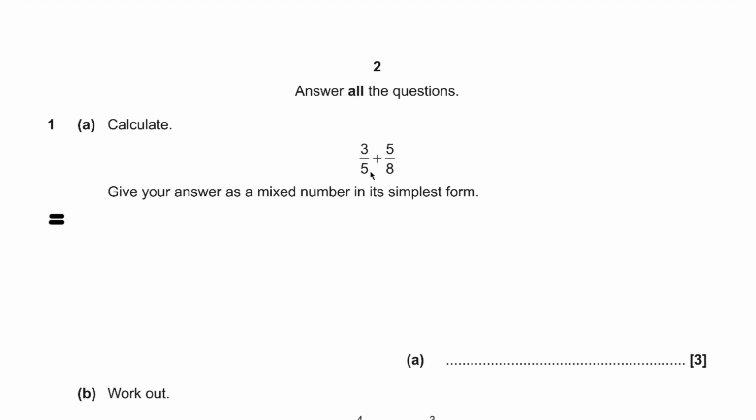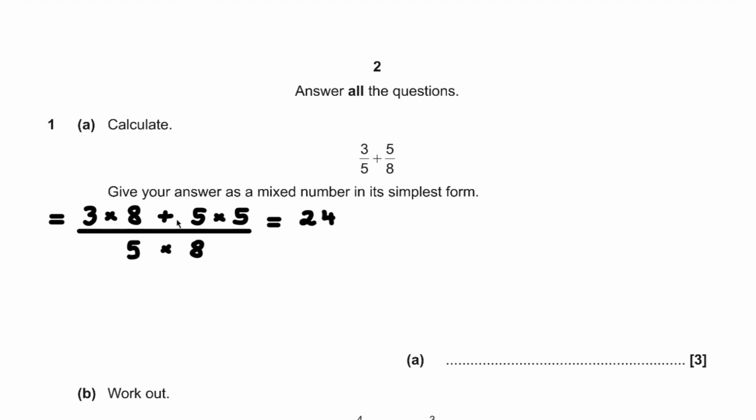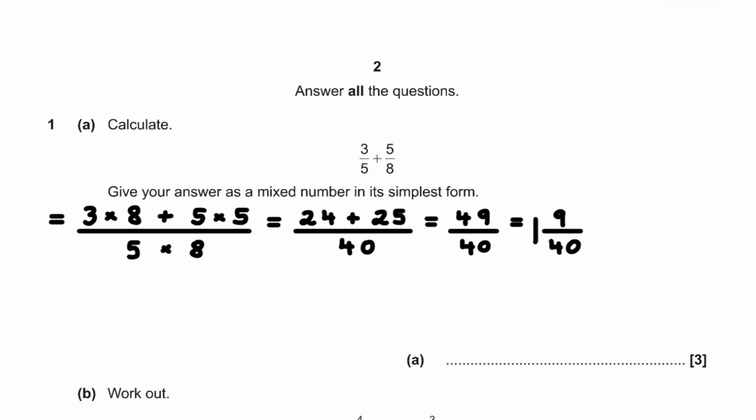So, we have the 3 multiplied by the 8 plus the 5 multiplied by the 5 all over 5 multiplied by 8. So, 3 times 8, that's 24. And then we add on to this 5 times 5, which is 25. And then we divide all of this by 5 times 8, which is 40. So, 24 plus 25, that's 49. So we have 49 over 40. 40 goes into 49 one whole time, and what's left over is 9. So we have 1 and 9 over 40.